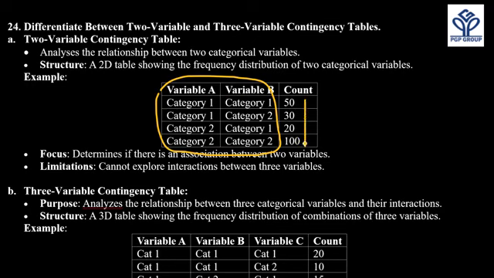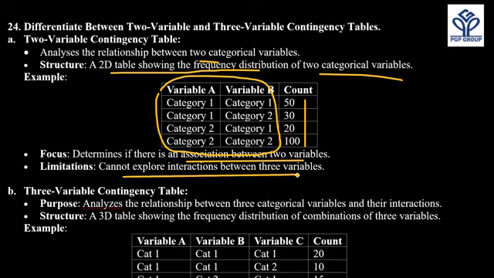So we analyze the relationship between the two categorical values. So a 2D table will be showing the frequency distribution of the two categorical values. So this is a two variable contingency table. So here it is going to have a relationship only between the two variables, variable A and variable B. So here you cannot explore the interaction between three variables. Okay, because this is two variable. The nature is two variable.